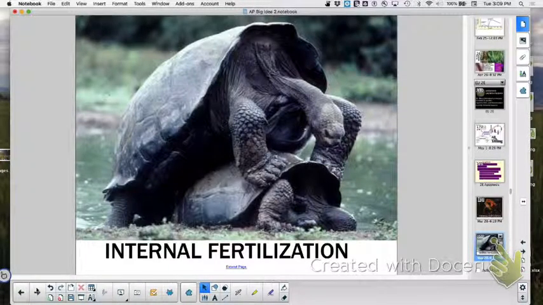Okay, external and internal fertilization. Somebody has a penis on the outside? What? Yeah, you can get fertilized on the outside. Not you.